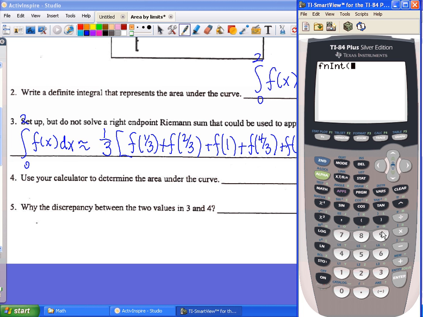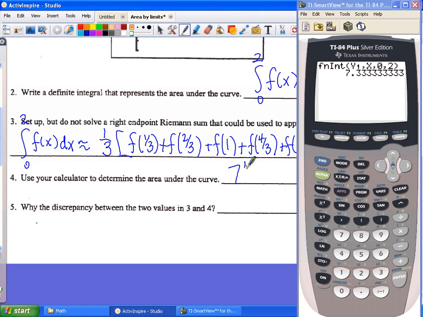So the first thing I have to do is tell the calculator what the function is. I have two choices. I can either type the function in, or since I already have the function in Y1, I can go to VARS, then to Y-VARS, select Function, select Y1. Then a comma. Then we are in terms of x, with another comma. The lower bound is 0 with a comma, and the upper bound is 2. Close the parenthesis, press enter, and we can see that the exact area under the curve is 7 1/3.